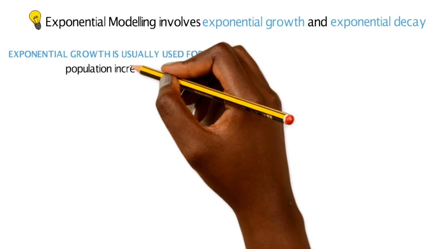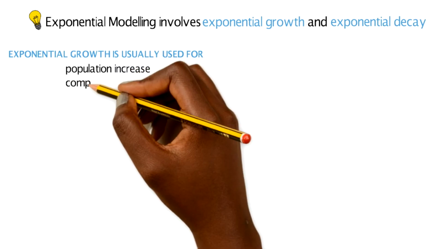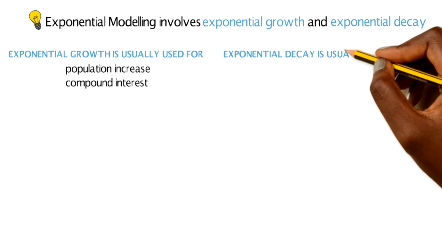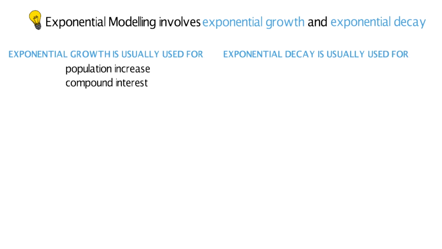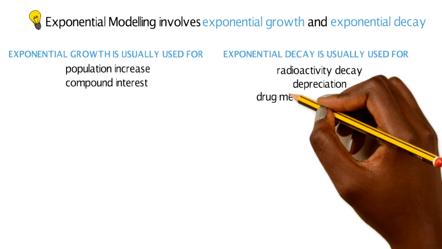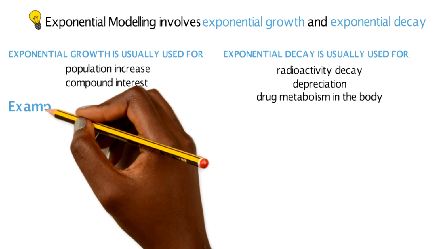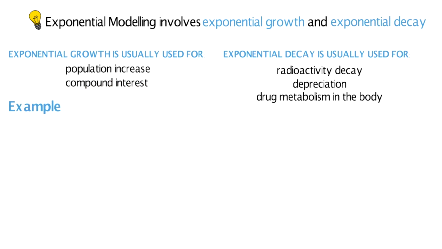So exponential growth can be used for population growth, it can be used for compound interest, whereas exponential decay is usually used for things like radioactive decay of particles, depreciation of, well, land doesn't usually depreciate, but cars do, or drug metabolism in the body.